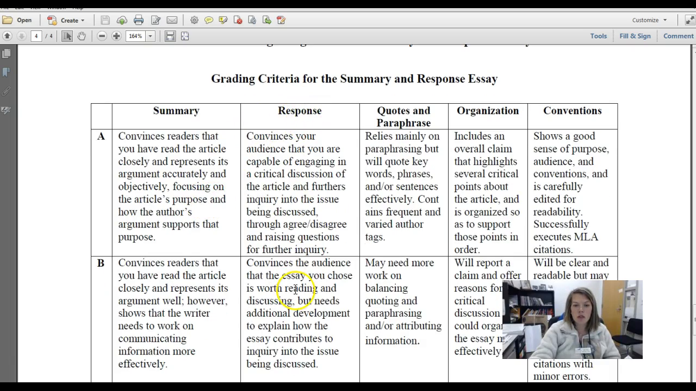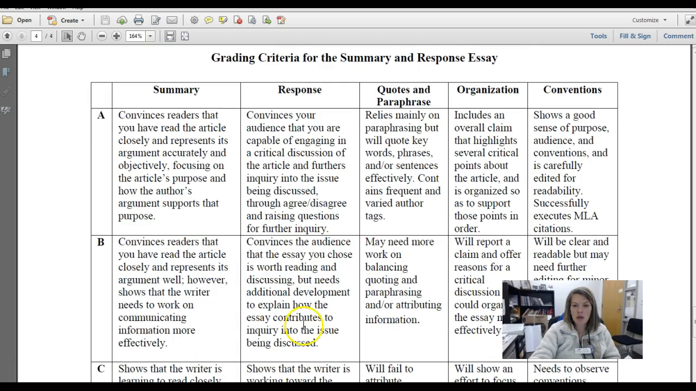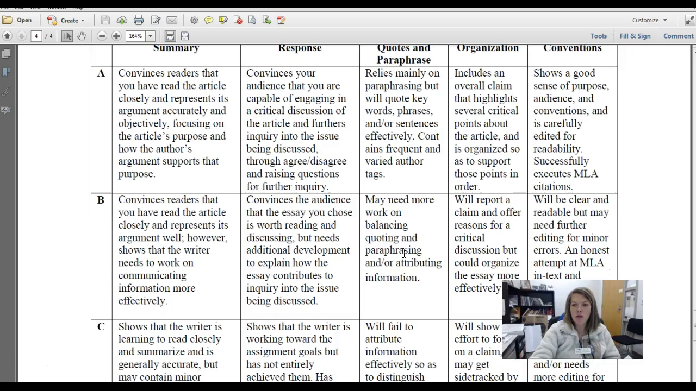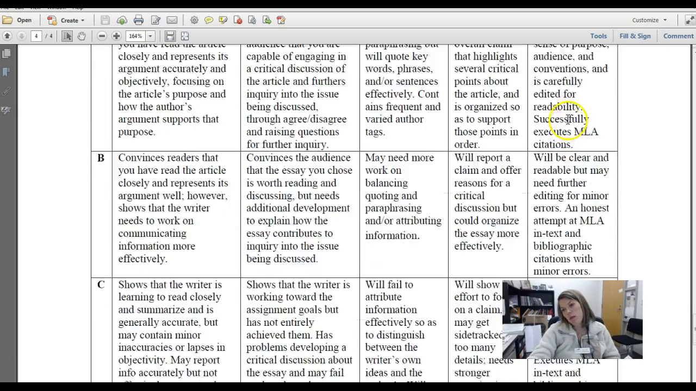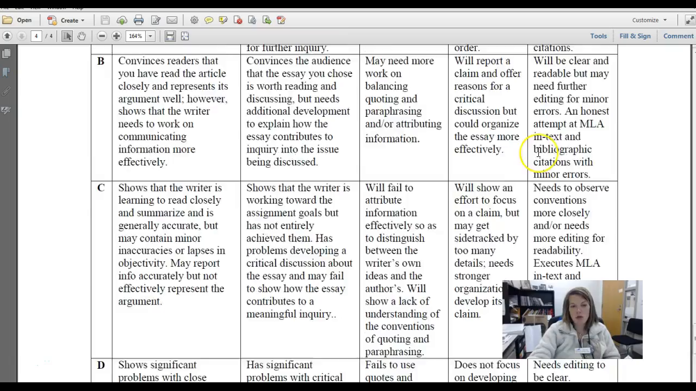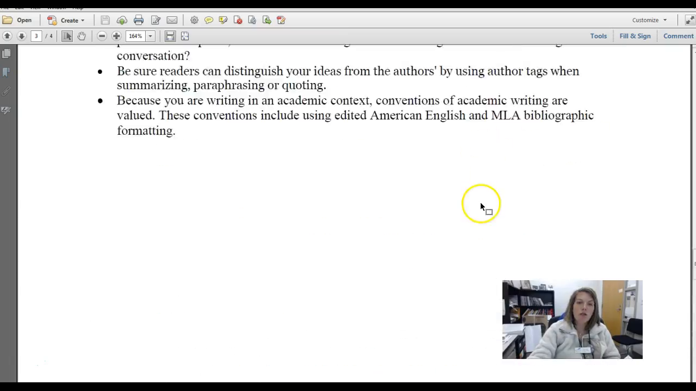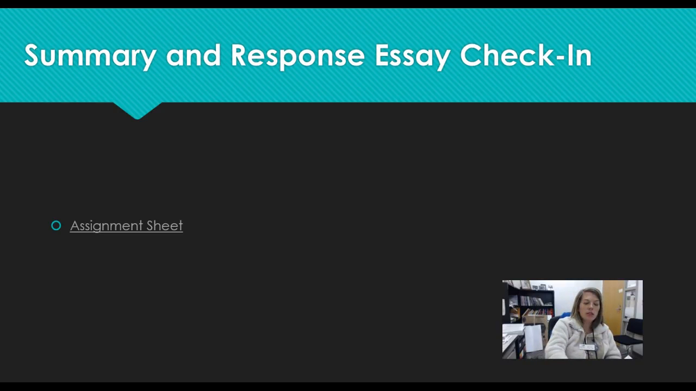How well you have focused on things you agreed and disagreed with in your response. How well you're bringing in examples from the article through quote and paraphrase, and how well you're organizing those response paragraphs as well as the overall essay in terms of your intro, your summary, the entire response, and your conclusion. And then the MLA conventions, of course, are important as well. So if you still have questions about the assignment itself, please email me as soon as possible, because I don't want you to get too much farther in drafting the essay with those questions still in mind.